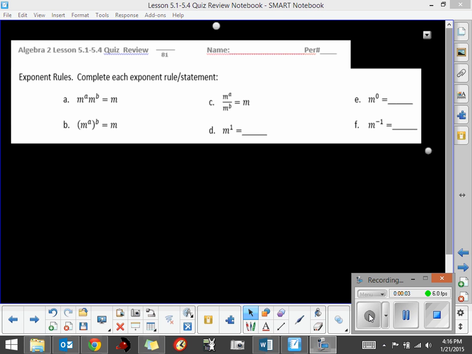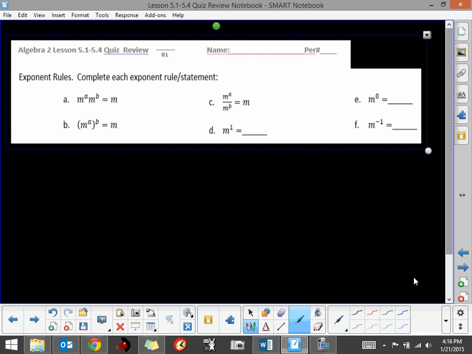In this first question about exponent rules, I want to just get a few rules in front of you so that you can remember those. So the product rule is the first one that we're reviewing here, and the product rule says that if you're going to multiply like bases, you add their exponents.